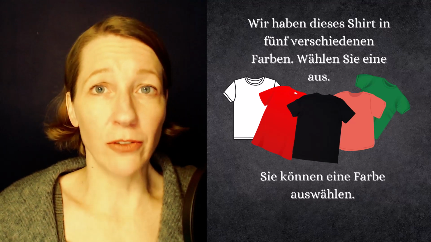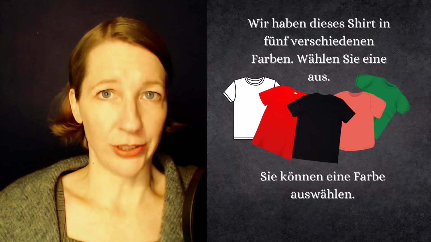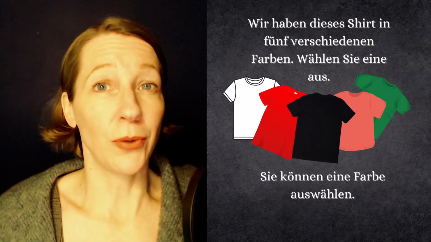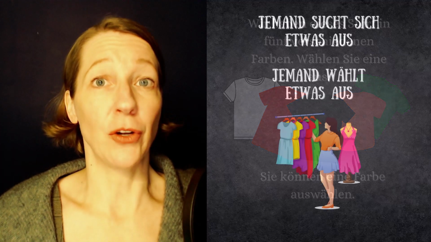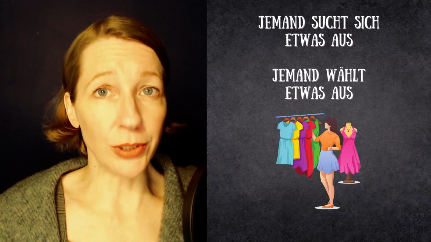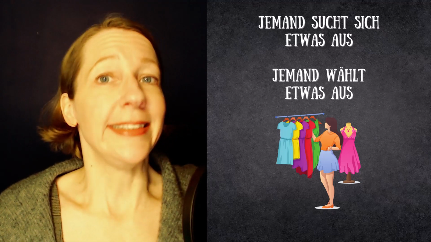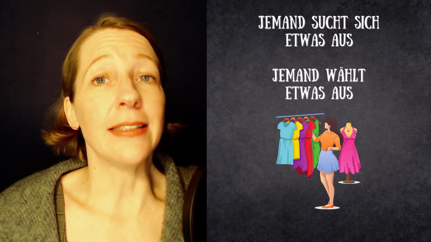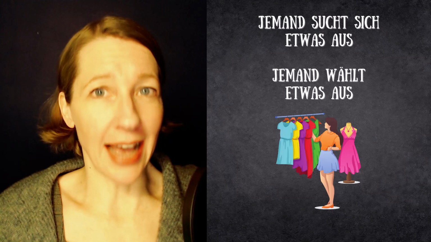In the more formal version, we would say, wählen Sie eine Farbe aus. Oder Sie können eine Farbe auswählen. So here it's important to note that the structure is a bit different. Although the meaning is the same, the structure is different. When we say aussuchen, we use it reflexively. Jemand sucht sich etwas aus. Auswählen is not reflexive. Jemand wählt etwas aus.